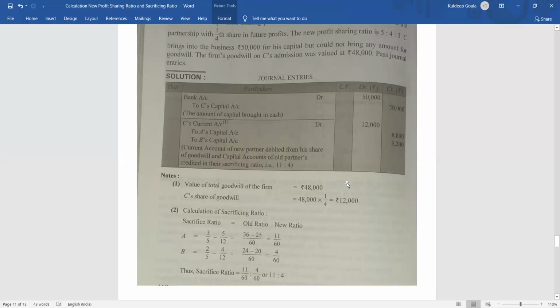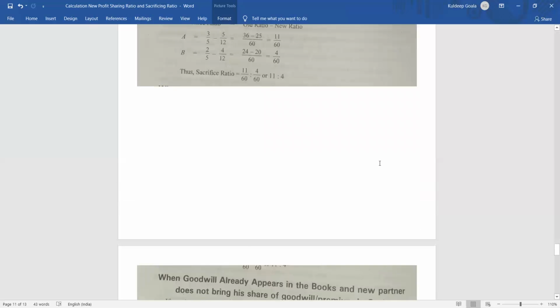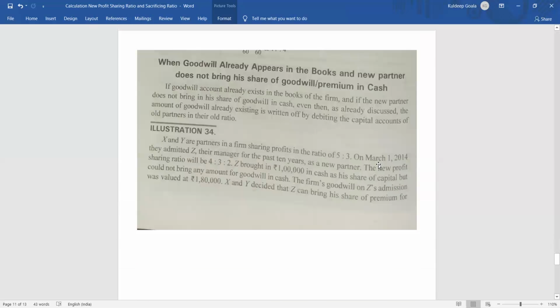So 11/15 of 12,000 is 8,800, and again 4/15 of 12,000 comes to 3,200. So the general entry is like this: C's current account debit 12,000 to A's capital account 8,800 to B's capital account 3,200. Clear? Okay. Now let's move to the next question. I hope all of you understood that.